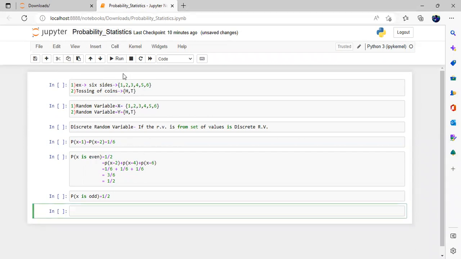Okay, so this is all about the probability. Is it clear? Yes, ma'am. This is very basic example.